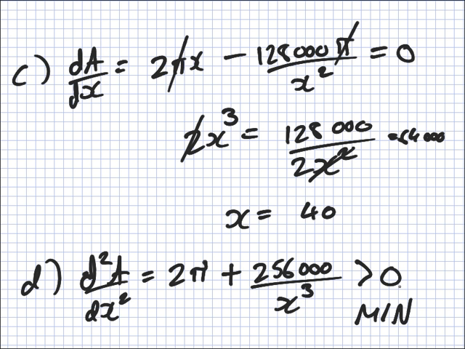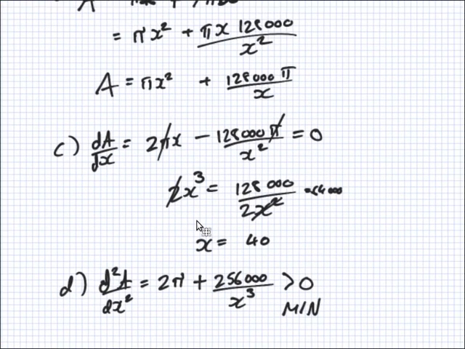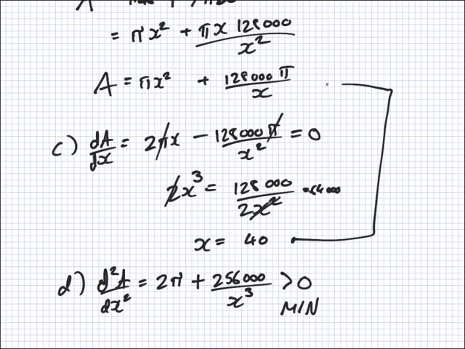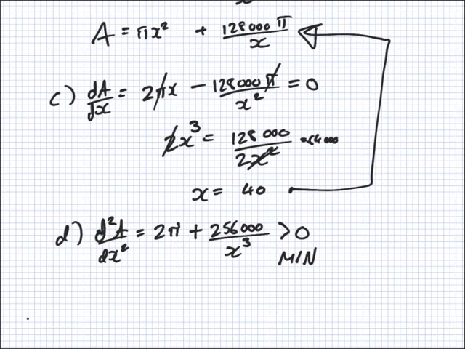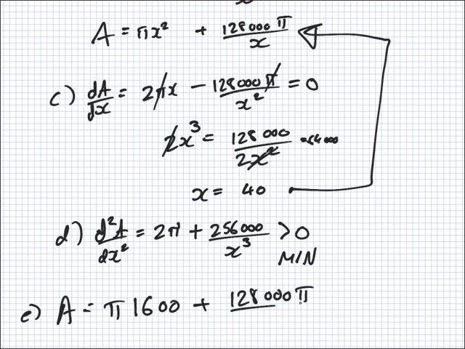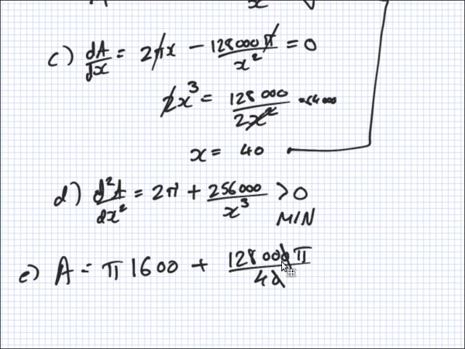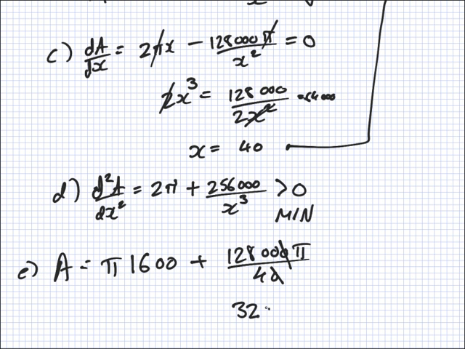And finally, you sub this answer in here to get the last part. E. Area is pi times 1600 plus 128,000 pi over 40. Cancel, cancel. That's 3200 pi plus 1600 pi. So 4800 pi is the answer here.